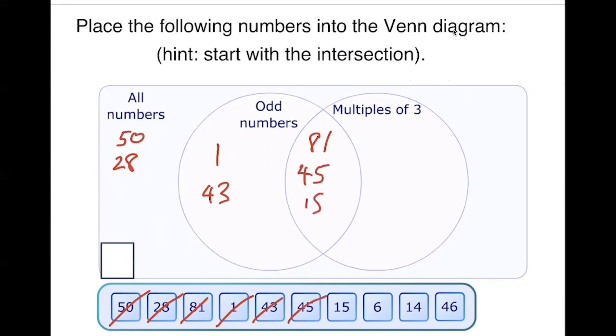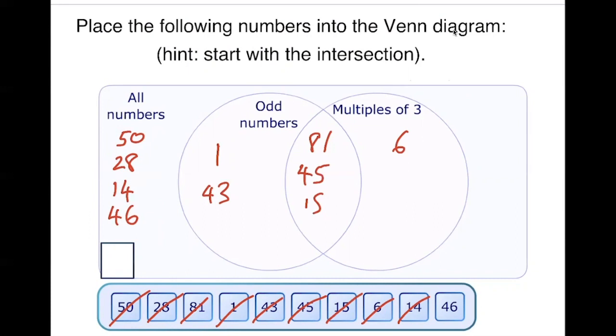15 is both. 6 is a multiple of 3, but not odd. 14 is over here because it's not odd and it's not a multiple of 3. And then 46 is also over here. So within the universal set, we should have all of the numbers. You should have 10 numbers in your universal set.